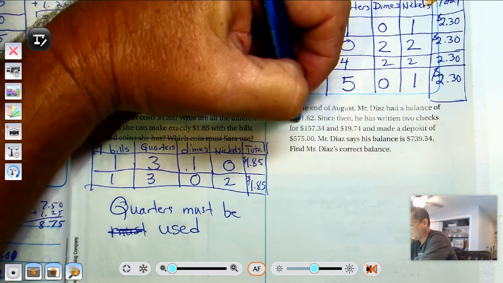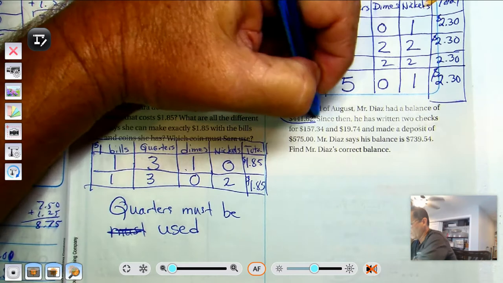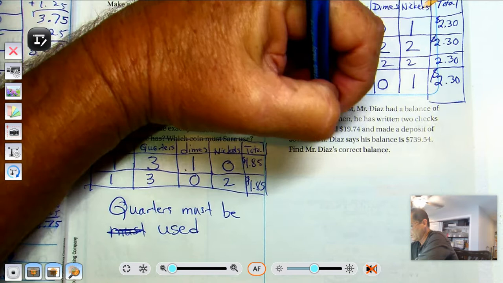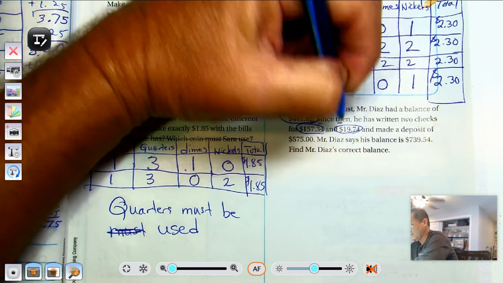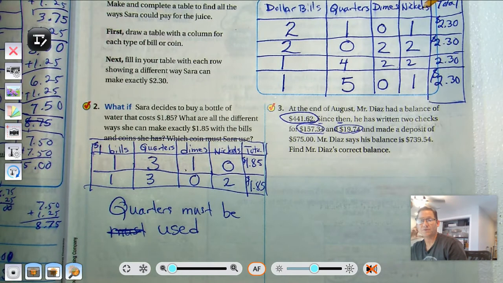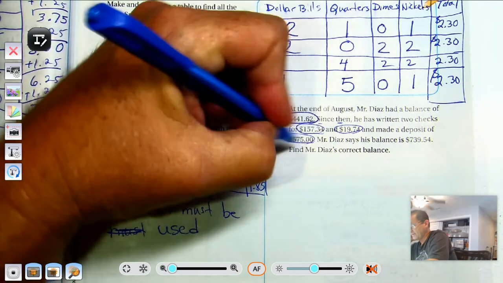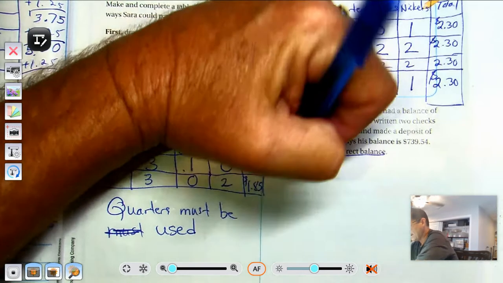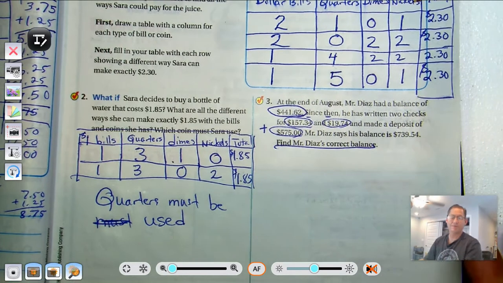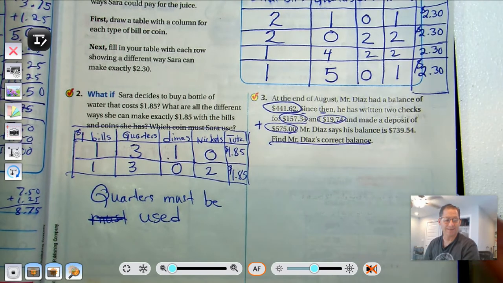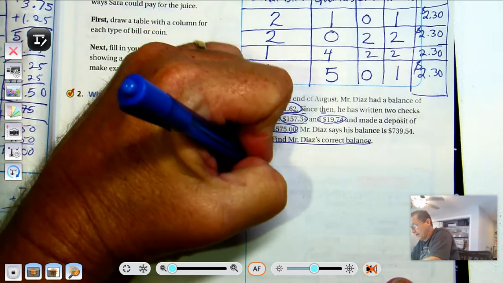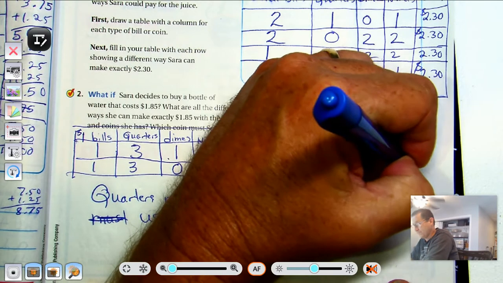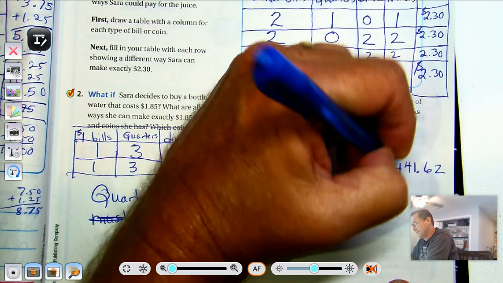All right, so 441 represents his balance at the end of August. He wrote 2 checks. I'm going to go ahead and write little minuses on those because I'm going to have to subtract those. And then he made a deposit of $575. So I'm going to have to add that. And I have to find his correct balance. Okay, well, let's use the checkbook balance idea. So what is his balance? Well, his balance at the end of August was $441.62.